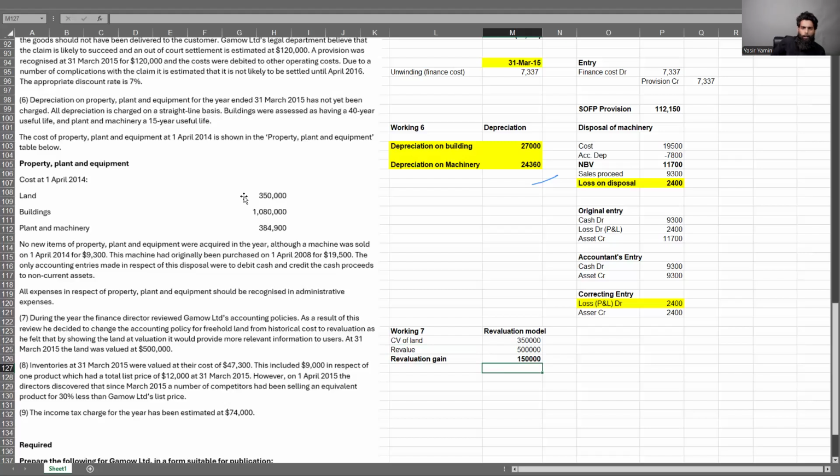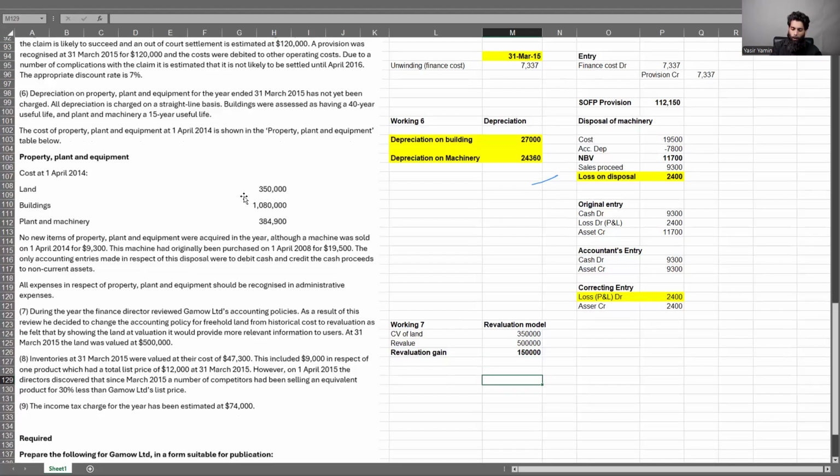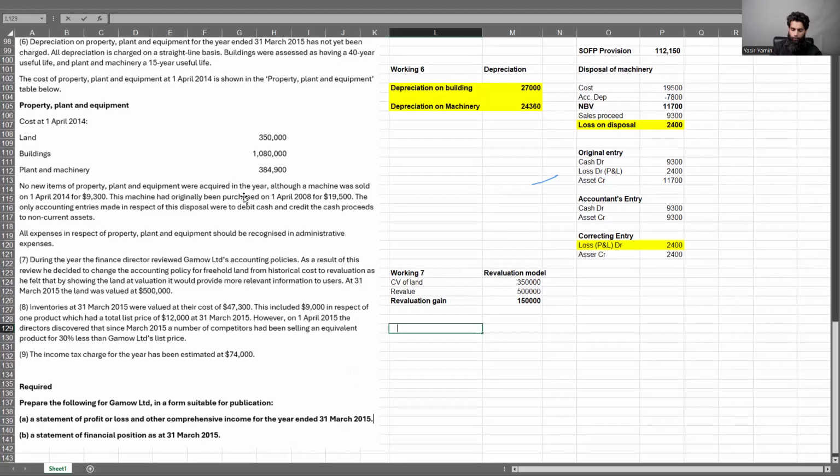Simple accounting entry: land debit, OCI or revaluation reserve credit. Is it clear to everyone? I'm not making the accounting entry just to save time, but is it clear to everyone? Land debit, OCI or revaluation reserve, whatever, credit. Make sense? All good? Let's move forward. Why waste time? Working number 8, guys.